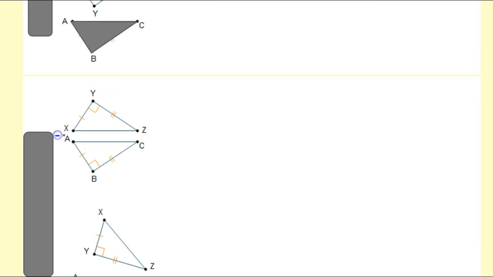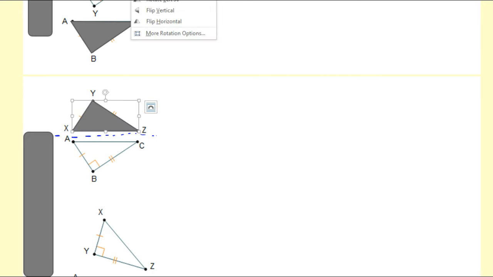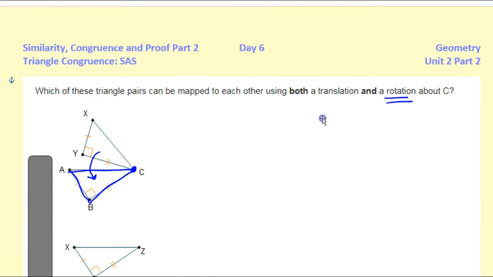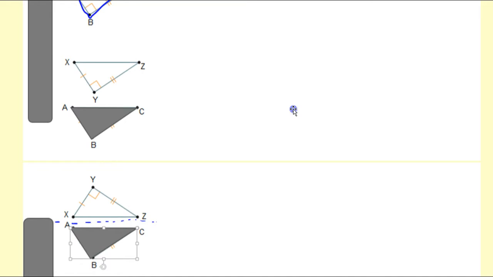This one would take a reflection over this line to map the one onto the other. If I could take this and flip it, I think I can demonstrate that for you because of the way it's horizontal. So if I were to duplicate this triangle, now if I do a vertical flip, in other words a reflection, see how the top triangle becomes the bottom triangle if I pick it up and turn it upside down, if I reflect it over this dotted line. So that's not what they wanted. They want a translation and a rotation, not a reflection.